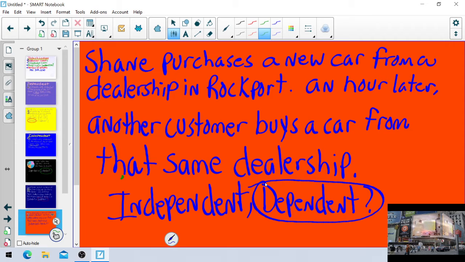Dependent, because they bought the cars from the same dealership. You might have wanted that car, but no, Shane bought that car. So I hope this is giving you a better definition of dependent and independent used in probability.